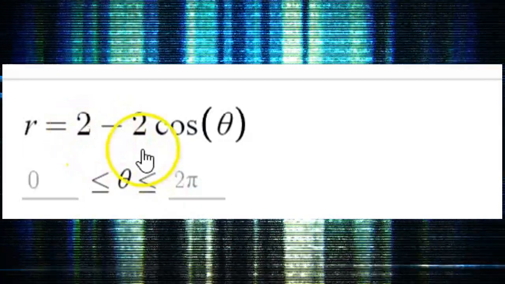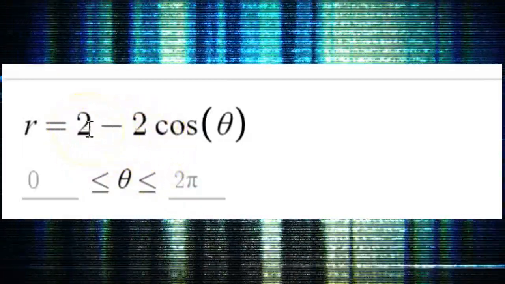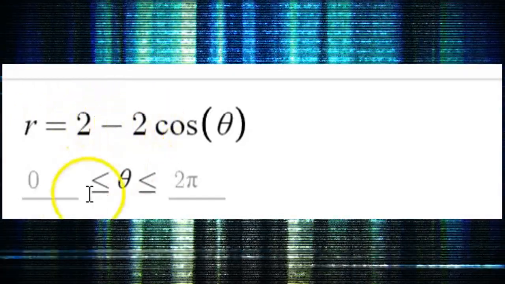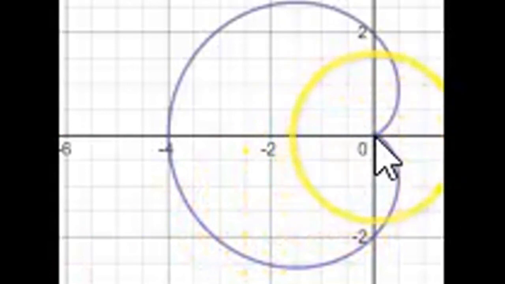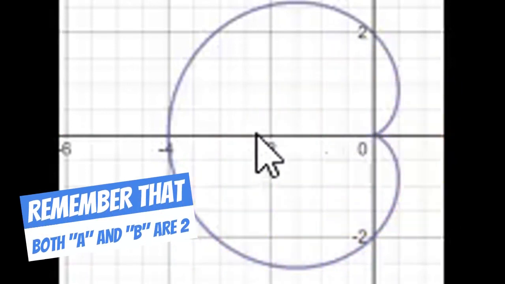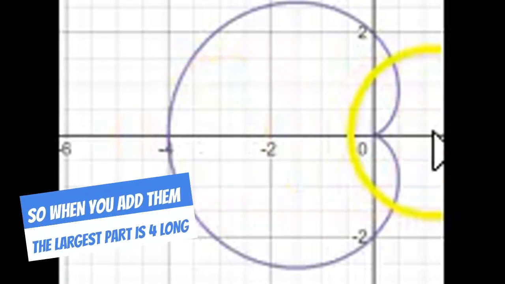So here's an example that we can look at. What do we think this is going to be when we graph it? Well, these are both 2's. A and B are both 2's, so what could it be? Well, it's a cardioid. Some people say it looks like a heart, but almost everybody says it looks like a butt. But this is essentially a cardioid.